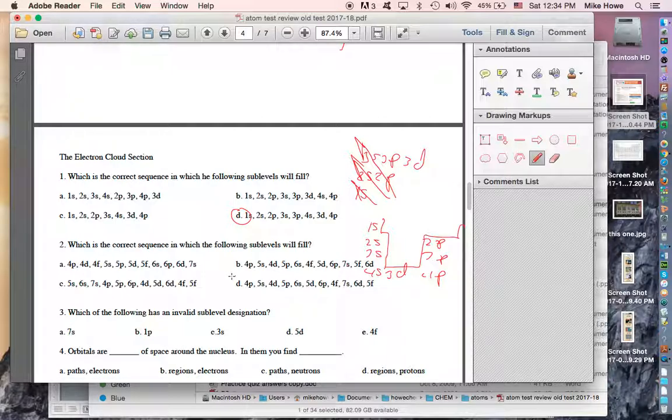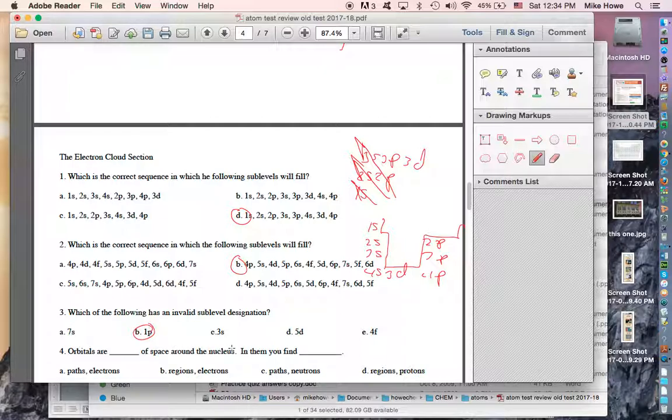Down here, it's higher end, toward the bottom. If you go down there, 4p is followed by 5s, 4d, then 5p, 6s, but then it would be 4f, not 5d. So I think the correct answer here is B if you get on your periodic table and follow it through. Sublevel designation: there's no such thing as a 1p. There's a 1s, but there's no 1p, so that's incorrect.